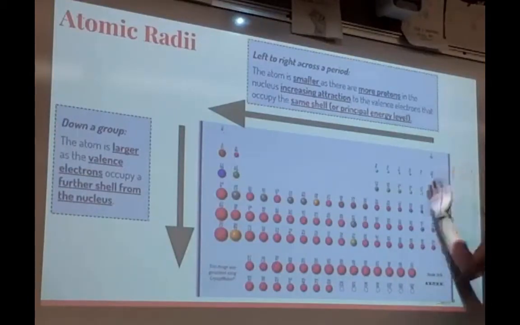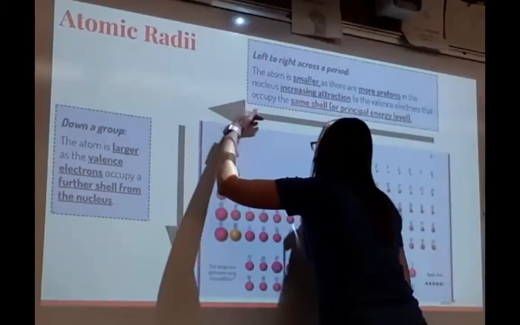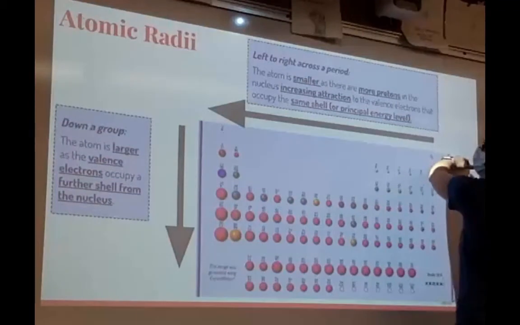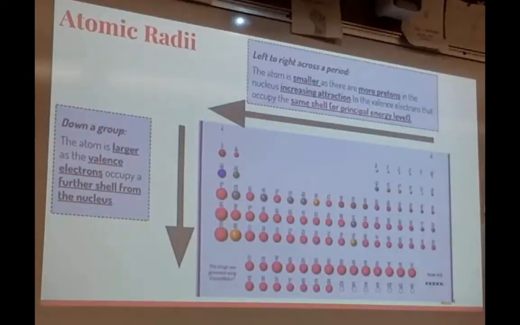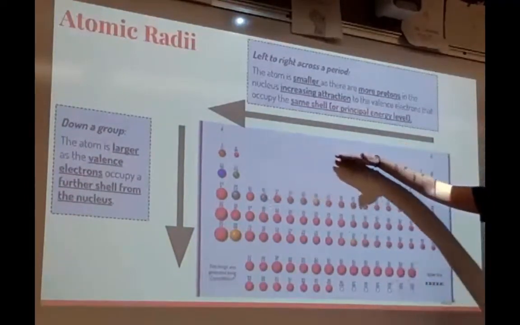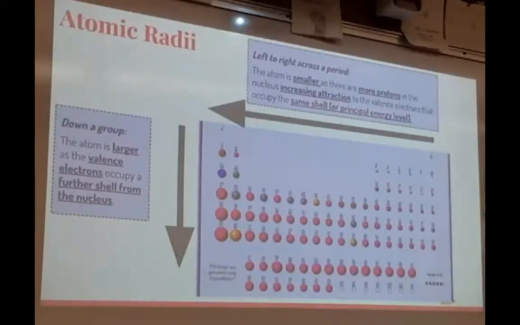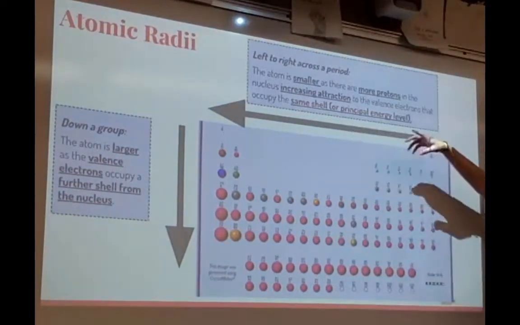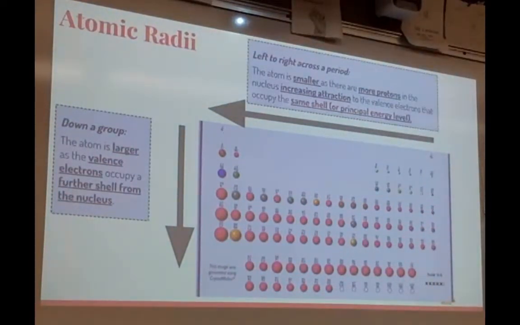If we're going left to right across, the atom gets smaller. It gets smaller because there are more protons in the nucleus. There is a higher effective nuclear charge. Whichever term you want to use is up to you. But the atom is smaller as we go left to right because there are more protons in the nucleus, which increases the attraction to the valence electrons that occupy the same energy shell or energy level.